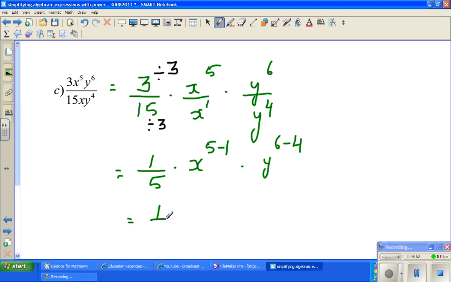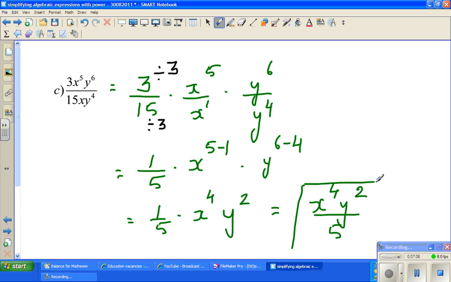So this is 1/5 times x to the power 4 y squared. So your answer is x to the power 4 y squared over 5. This and this are the same. So this is your answer.